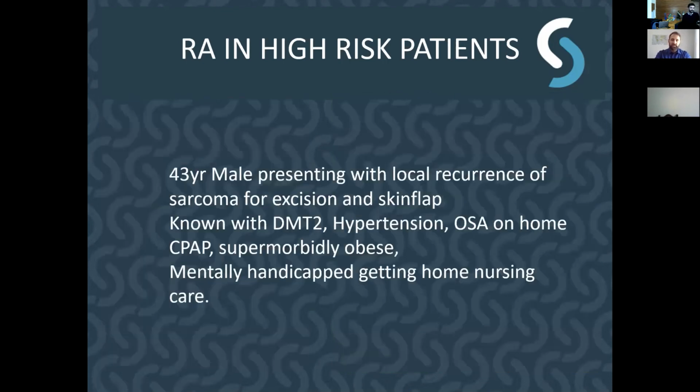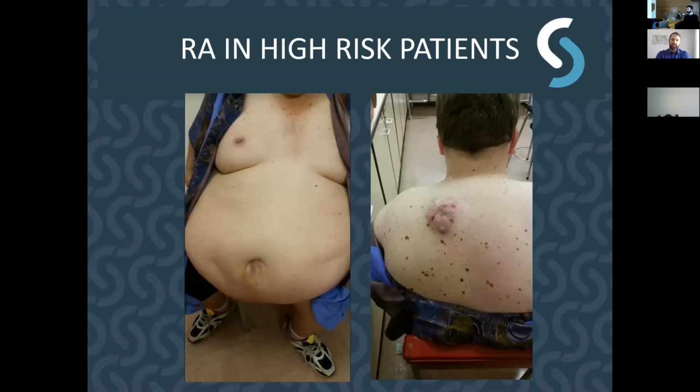Then a 43-year-old male presenting with local recurrence of sarcoma for excision and skin flap by the plastic surgeons. He's known diabetic, hypertensive, poorly controlled, obstructive sleep apnea, on CPAP at home. He obstructs very easily. He's super morbidly obese and mentally handicapped, getting nursing at home. Here is our patient.